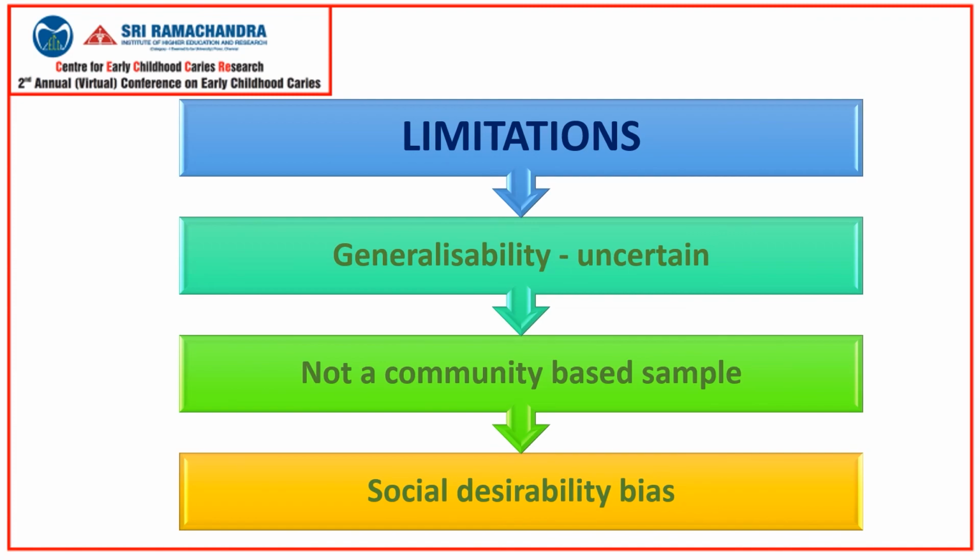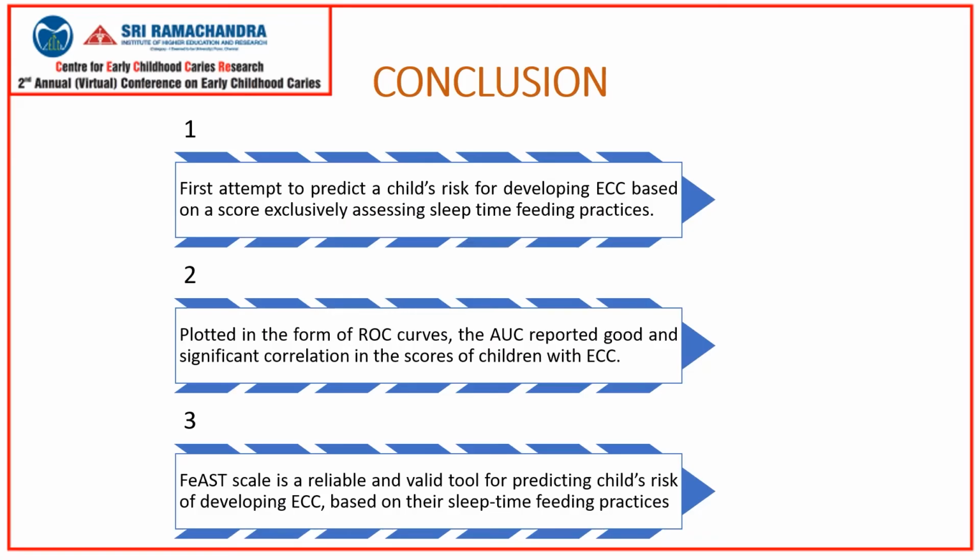To conclude, this was the first attempt to predict a child's risk for developing early childhood caries based on a score, exclusively assessing sleep time feeding practices. Plotted in the form of ROC curves, the AUC, area under the curve, reported good and significant correlation in the scores of children with ECC. And FeAST scale is a valid and reliable tool for predicting child's risk for developing ECC based on their sleep time feeding practices.